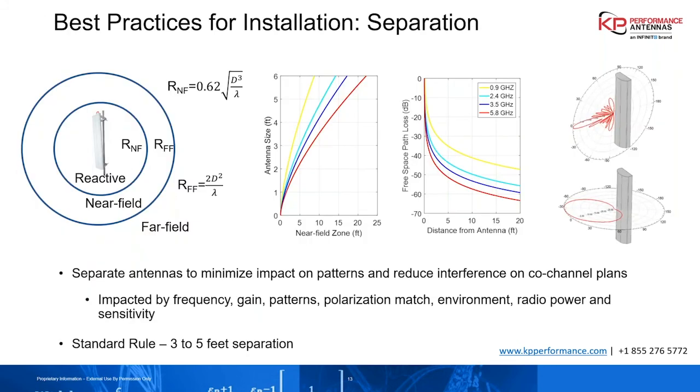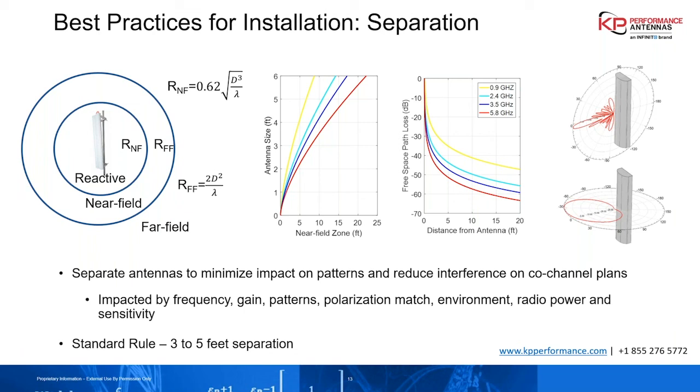Now, best practices for install. I think separation is a very key thing that people often get confused with, and it's not very clear. So rule of thumb, 3 to 5 feet separation, but there's more to it than that. An antenna has 3 different zones: a reactive, near field, and far field zone. The far field's way too far away. That's where we want everything around the antenna, our two antennas separated, but that's not feasible. So we usually try to mount in the near field zone, and if we have to, into the reactive field zone.